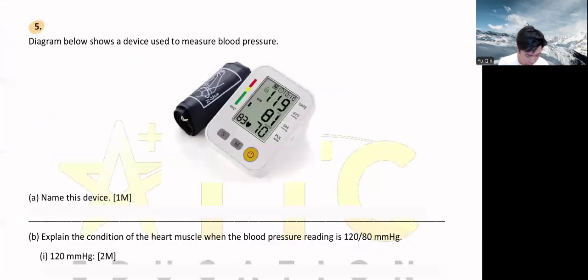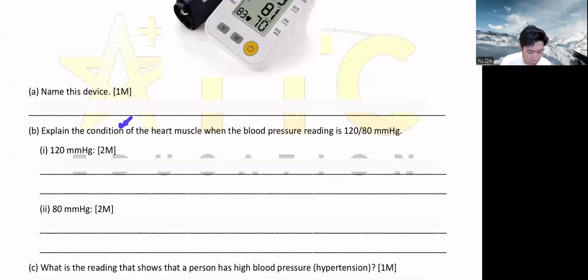Then next one, explain the condition of the heart muscle when blood pressure is like that. Okay, so what happened to the heart muscle? That's the main point we want to answer. But because it's 2 marks, I think we need to mention the names. Like 120, the bigger number, is called the systolic pressure reading, and then this one is diastolic. But back to the main point: what happened to the heart muscle?